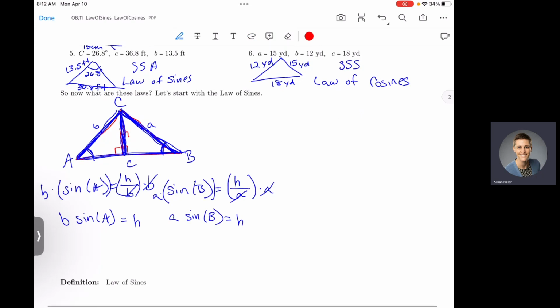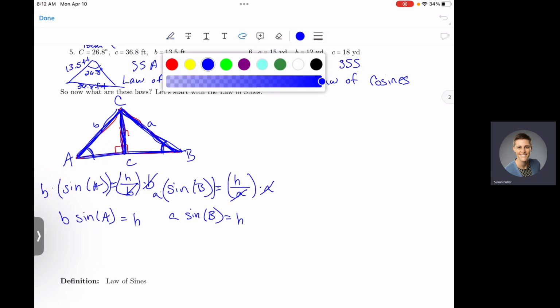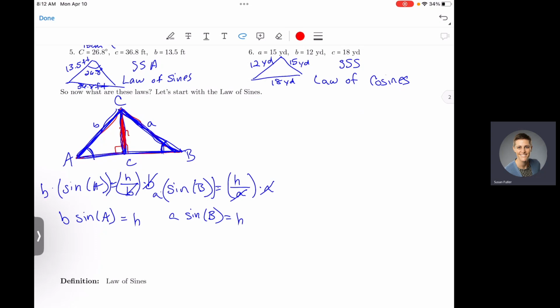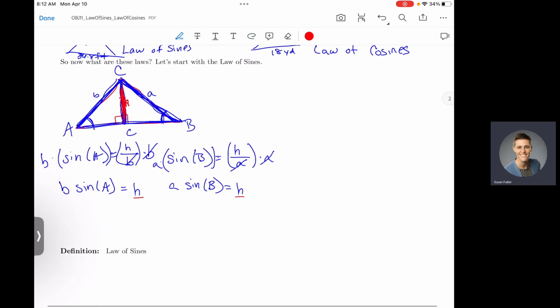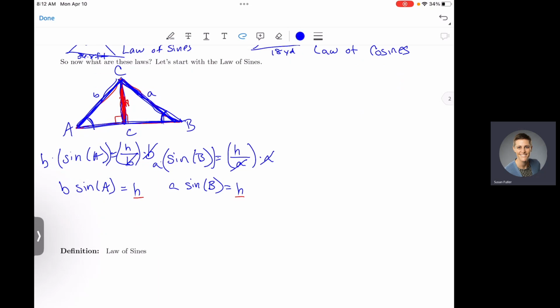Now, because this altitude that I added in, I only added one side, which was this guy right here. That was our side h. This h and this h are the same. So I can set these two things equal to each other because that's the same h, which means that b times the sine of angle A is equal to a times the sine of angle B. This must be true in this triangle because this h and this h are the same side that I added in.